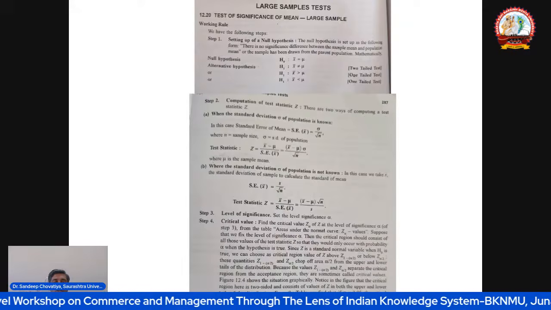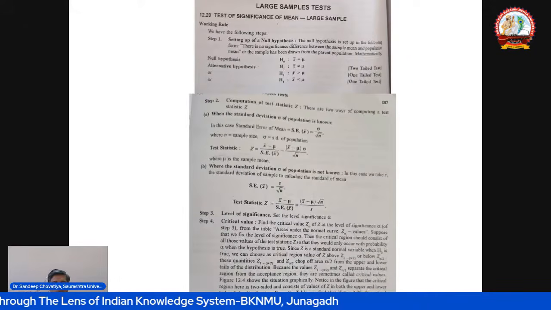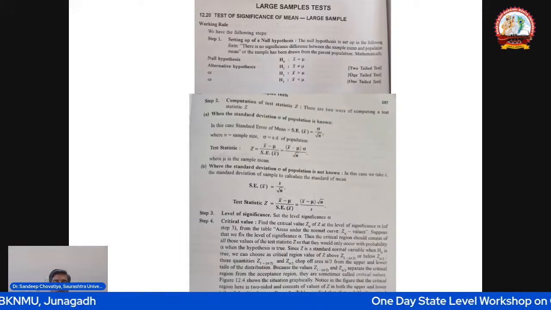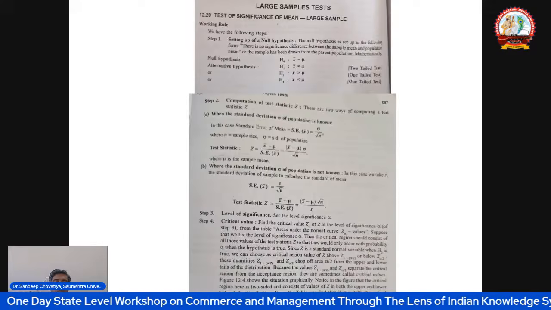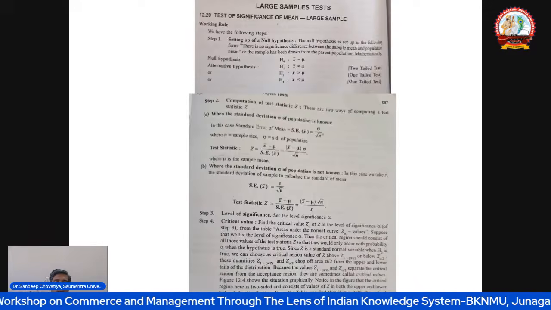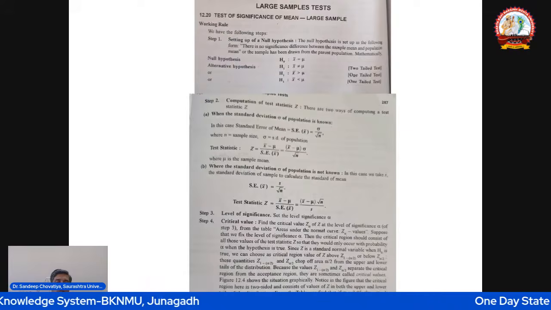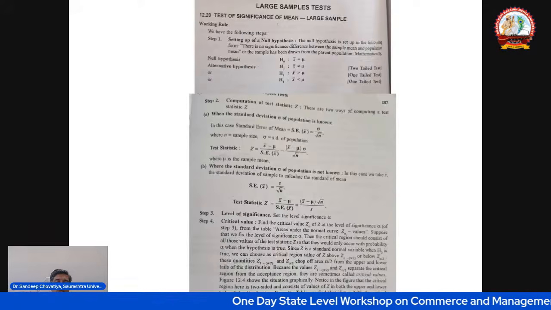If the standard deviation of the population is known to us, then we calculate the standard error likewise. If it is unknown to us, then in that case the standard error of the mean is equal to the standard deviation divided by the square root of n. So if it is s, it means we use the sample standard deviation. If it is sigma, then we are provided with the population standard deviation.